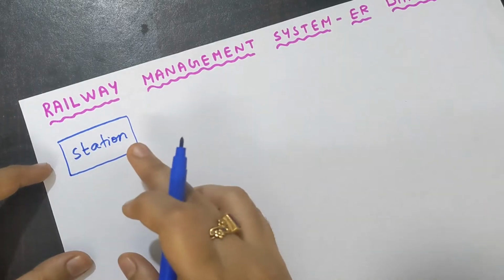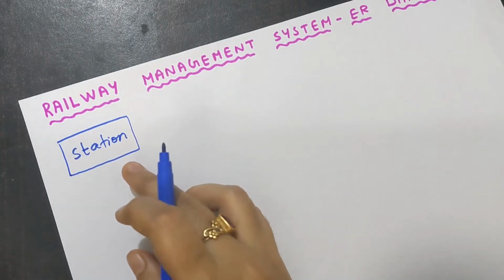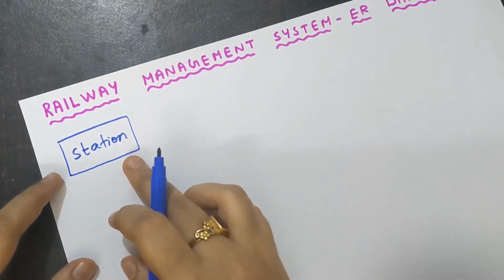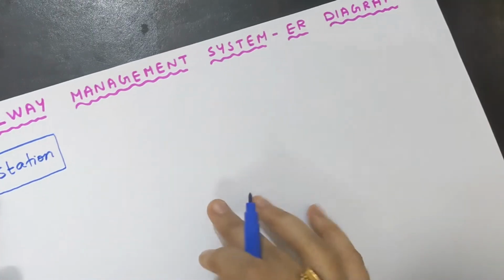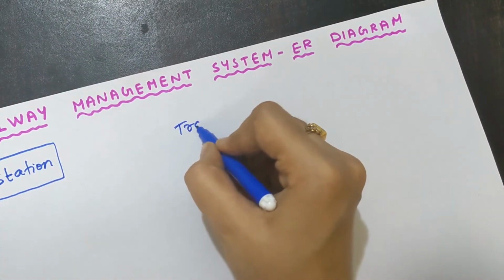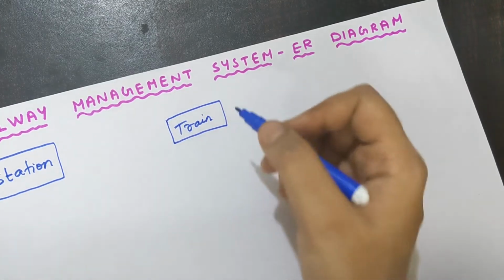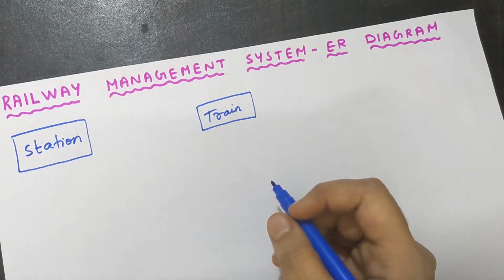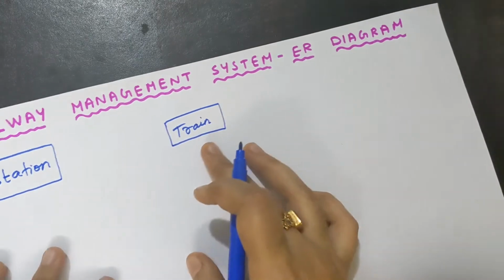The building is the railway station. So you're able to see that. Physically it is existing. You can even touch the station. You can touch the building of the station. So obviously station is an object. So it is an entity. So I have written it inside the rectangular box. Next, train. Train is definitely an object because it is physically existing. You are able to touch the train because train is an object. Therefore train is an entity.